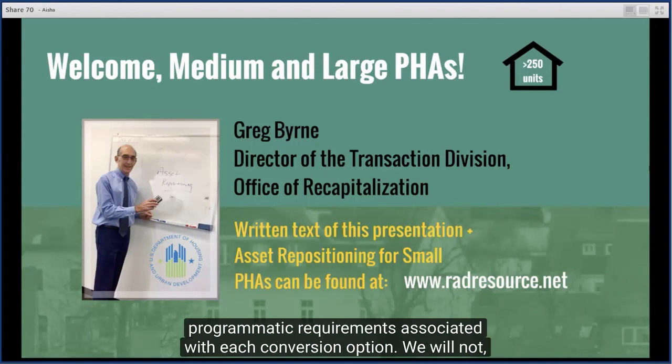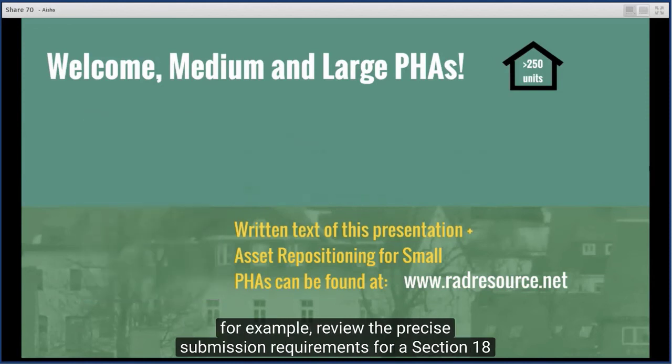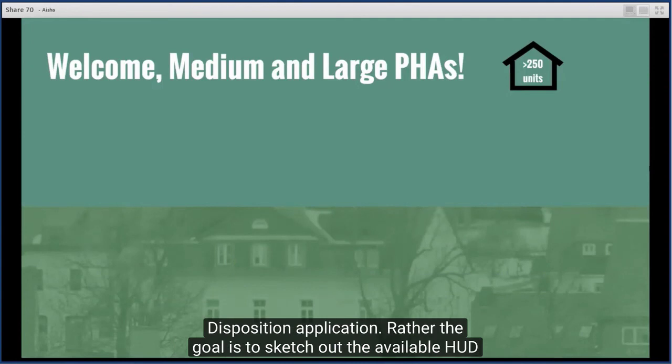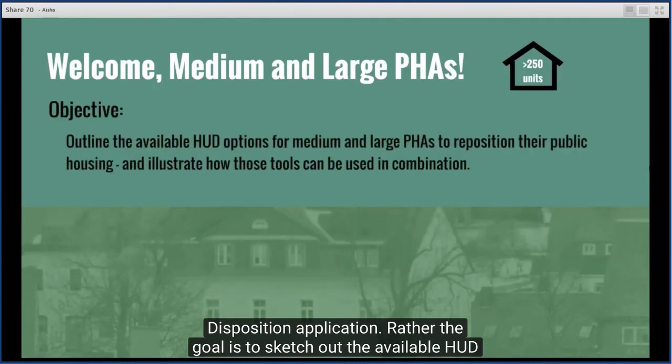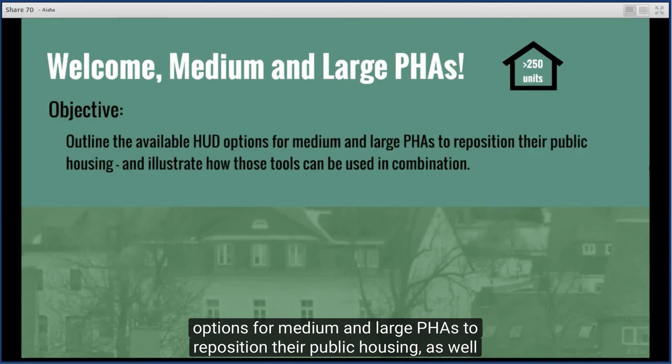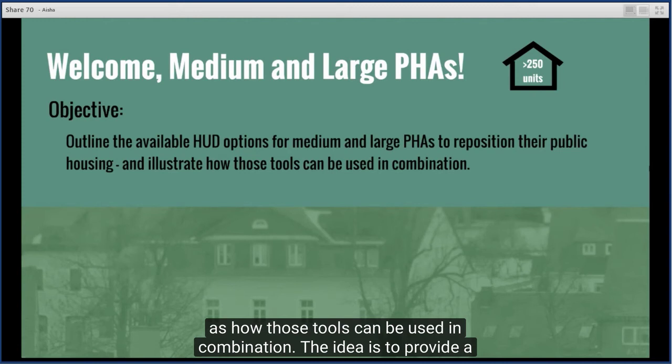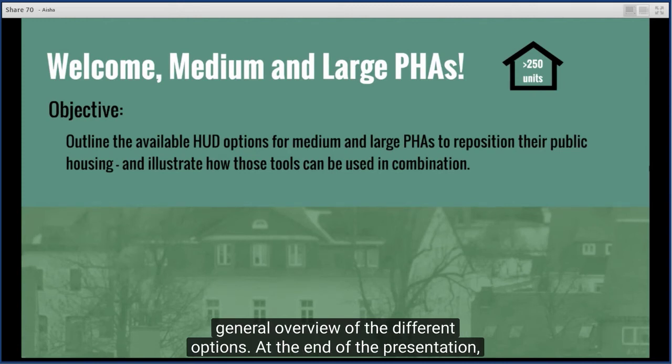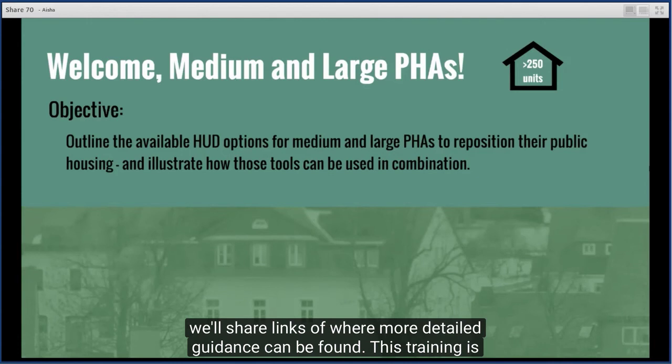The goal of this training is not to cover the very detailed instructions on the various programmatic requirements associated with each conversion option. We will not, for example, review the precise submission requirements for a Section 18 disposition application. Rather, the goal is to sketch out the available HUD options for medium and large PHAs to reposition their public housing, as well as how those tools can be used in combination. The idea is to provide a general overview of the different options. At the end of the presentation, we will share links of where more detailed guidance can be found.